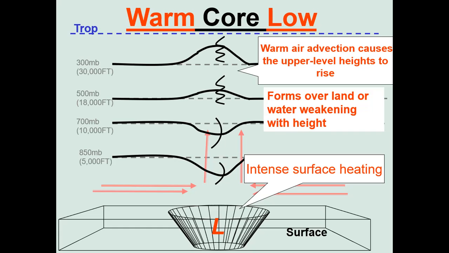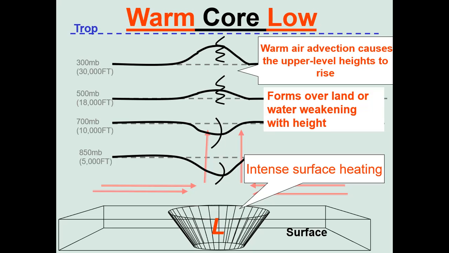So you see how there's the bending, the troughing at 850 millibars, 5,000 feet, and then also a bending of that line at 700 millibars, 10,000 feet. And then you notice the change at 500 millibars, 18,000 feet, how now you have a ridge aloft, where it looks like a big hill or a mountain again. That warmer air in the air column actually causes the air to expand, those heights to increase. Upper level heights are going to rise, especially above 18,000 feet. And again, it's going to form over water or land. It's going to weaken with height, the low pressure itself.